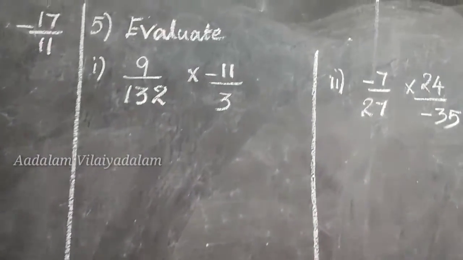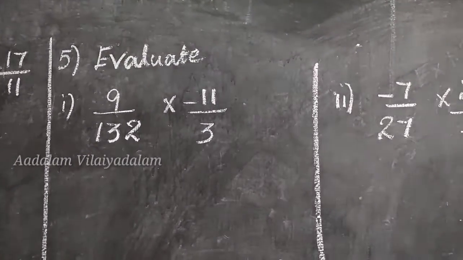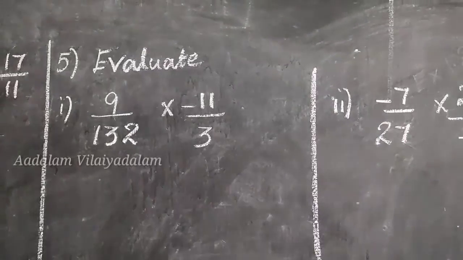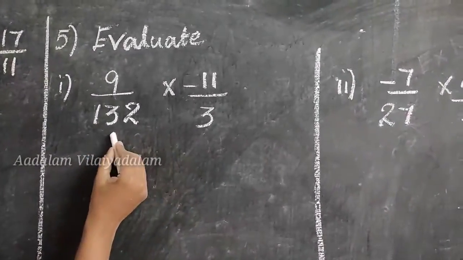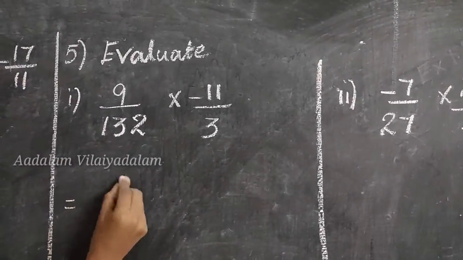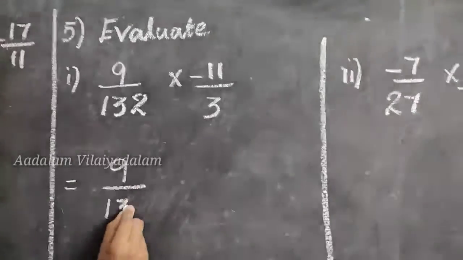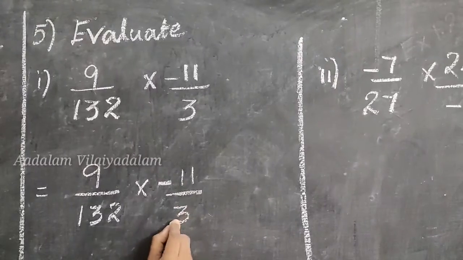So fifth question, evaluate the first one, 9 divided by 132 multiplied by minus 11 by 3. So in multiplication, no need to consider the denominator. If you have to cancel numerator and denominator, same table only. So first you write 9 divided by 132 into minus 11 divided by 3.